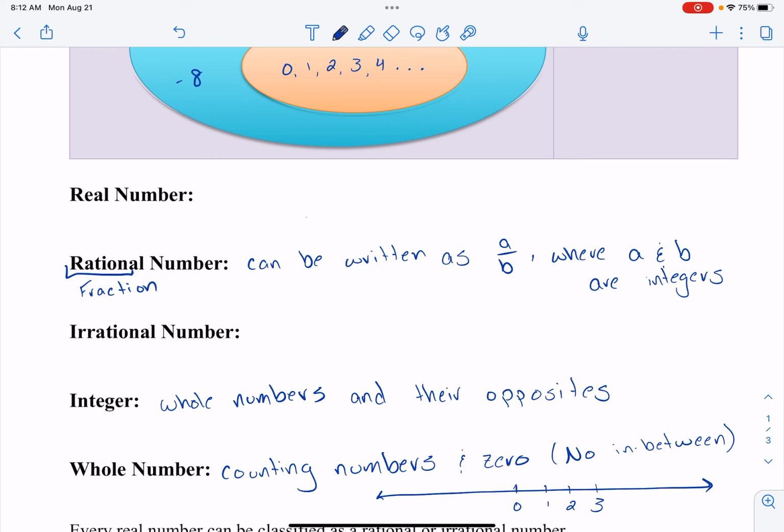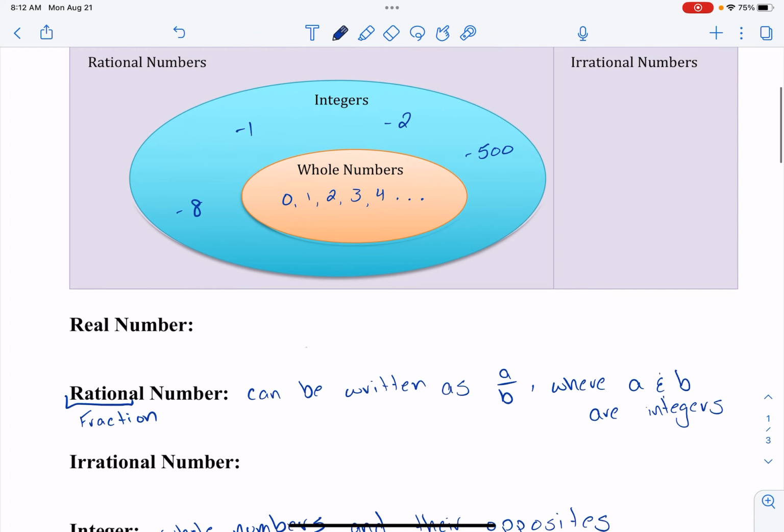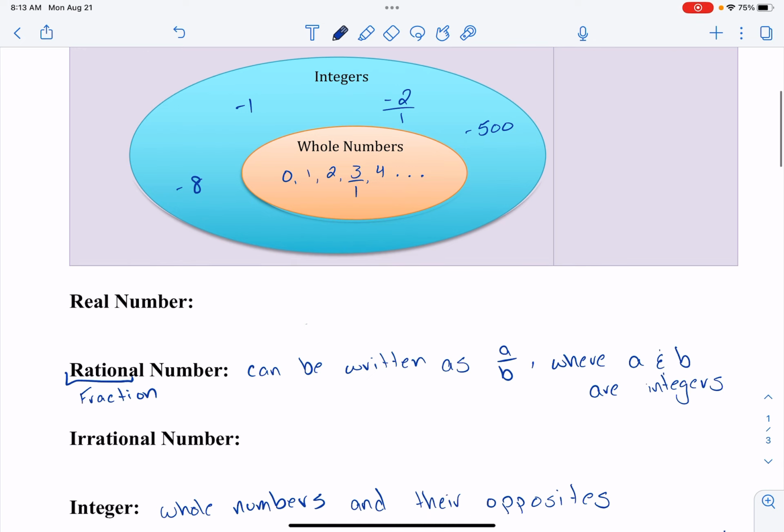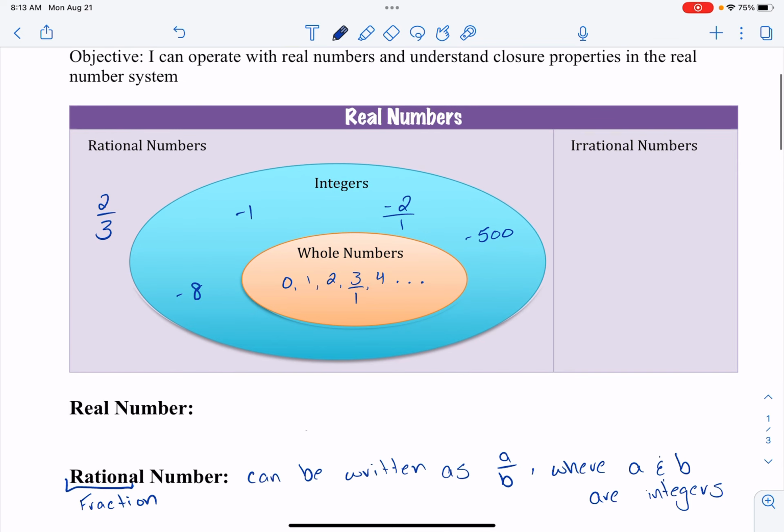Okay, so our rational numbers can be written as a fraction. So all of these integers that we talked about here can be written as a fraction. Like -2 can be written as -2 over 1. 3 can be written as 3 over 1. They all can be written as fractions. So if you can write it as a fraction, then that makes it rational. So for example, 2/3 is a rational number. 1/5 is a rational number.